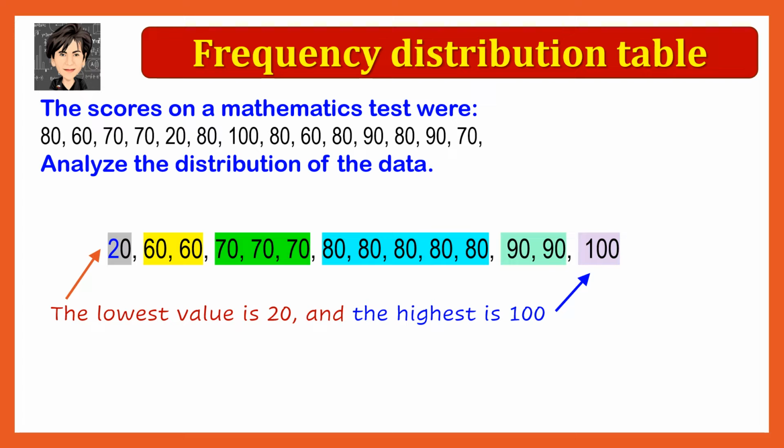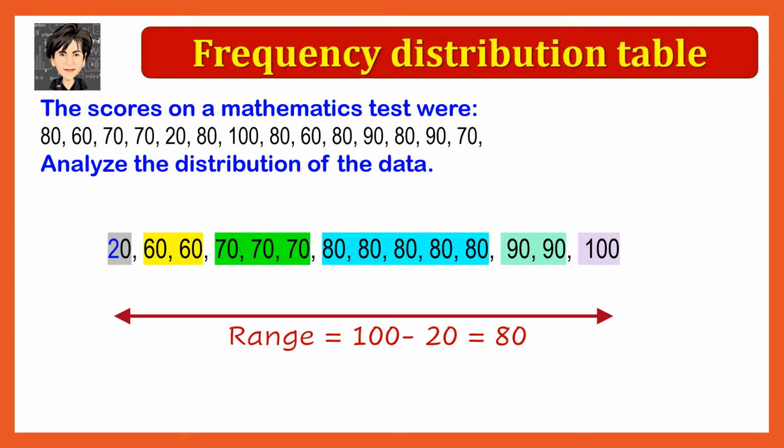This allows us to easily see both the values and the frequency with which they appear. We can see that the lowest value is 20, and the highest is 100. The range is the difference between the lowest and highest values. In this example, the data range is 100 minus 20 equals 80.